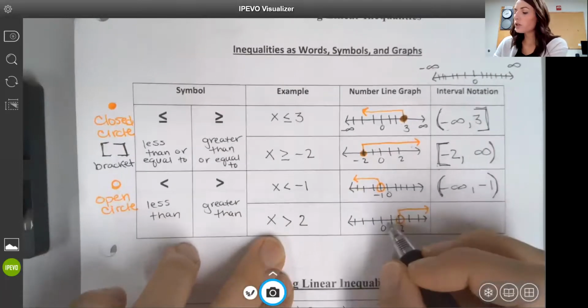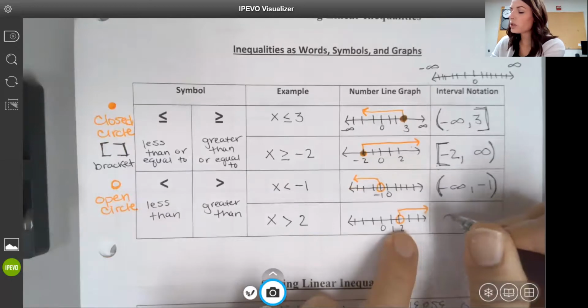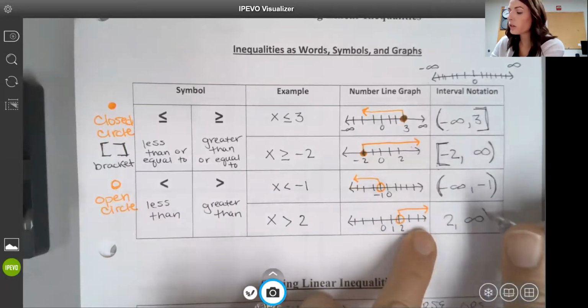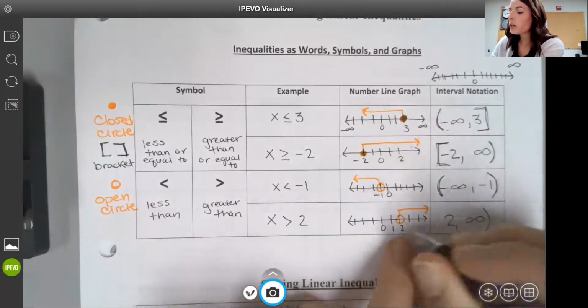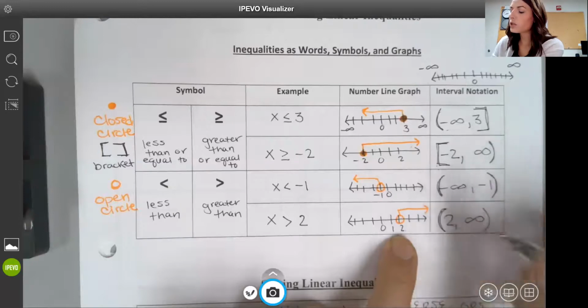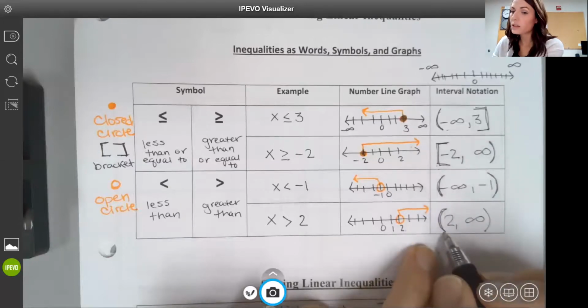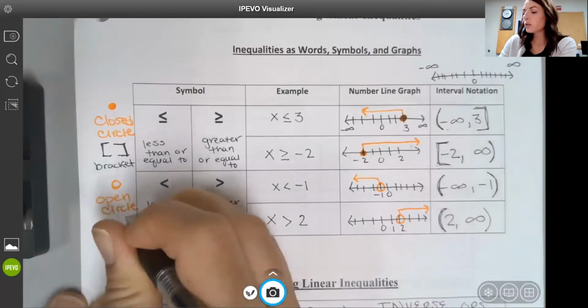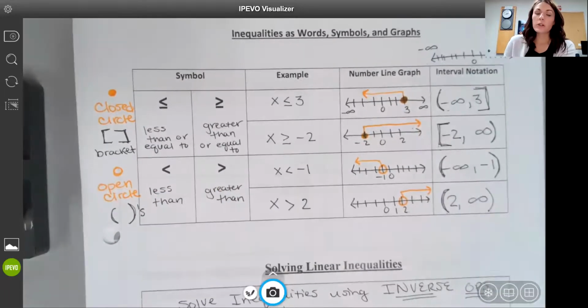X is greater than 2, so my number set for my solution is 2, and then all going more positive to infinity, with a parenthesis around the infinity symbol. We're not including 2 in our solution, so we show that it's not included by using parentheses in my interval notation. Okay, so open circle and parentheses for our interval notation.